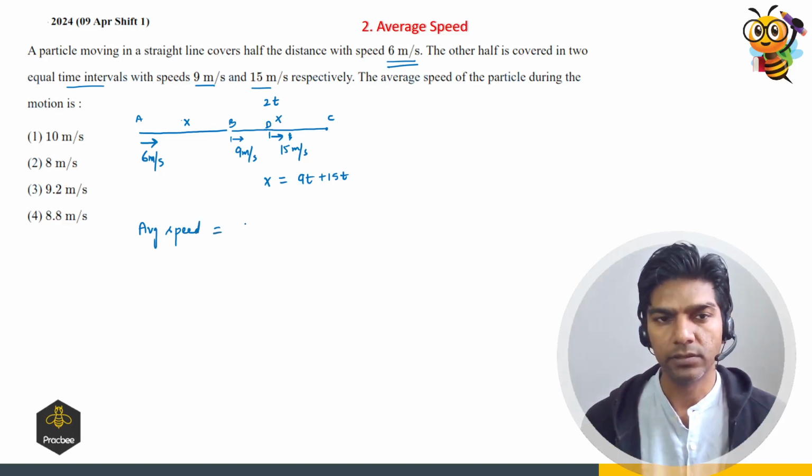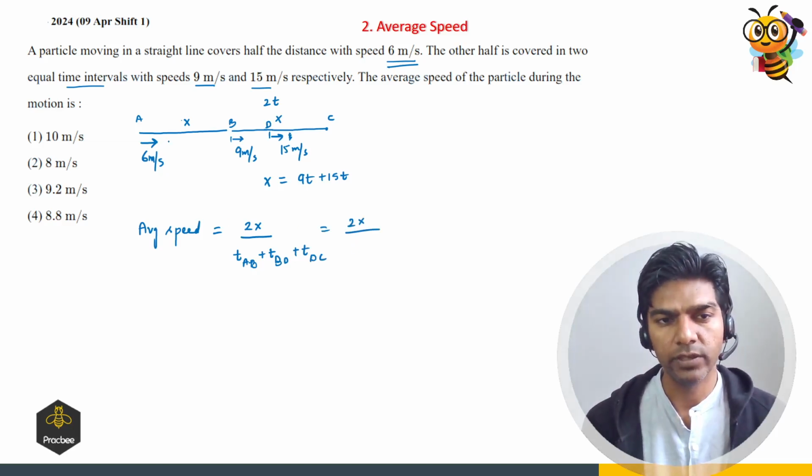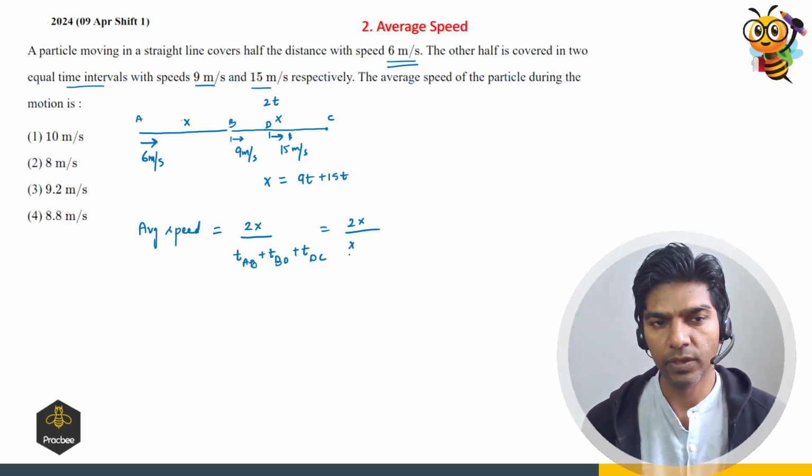So total distance in this case will be 2x, and the total time will be time from A to B plus time from B to D plus time from D to C. So this can be written as 2x divided by time from A to B, which is distance upon speed, x by 6, and time from B to D is t, and time from D to C is t. And we know the relation between x and t. So x is nothing but 24 times t.